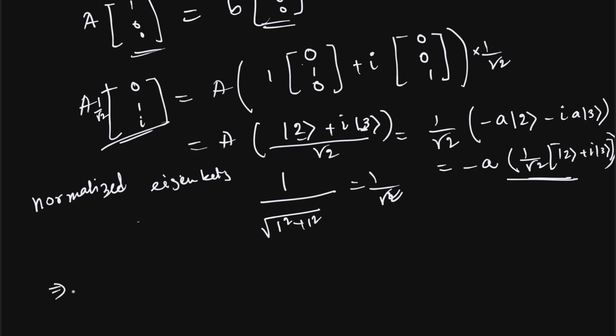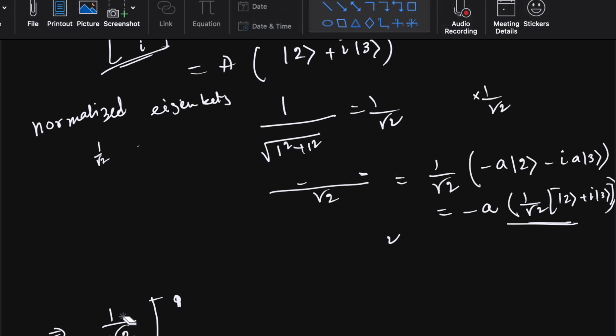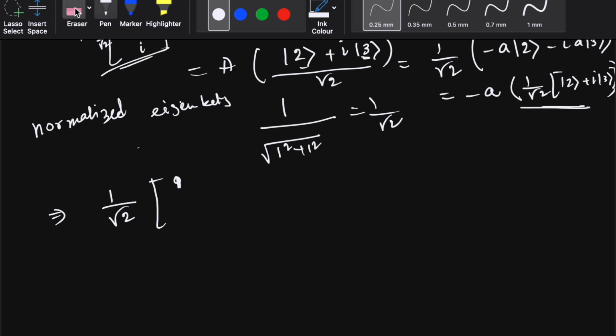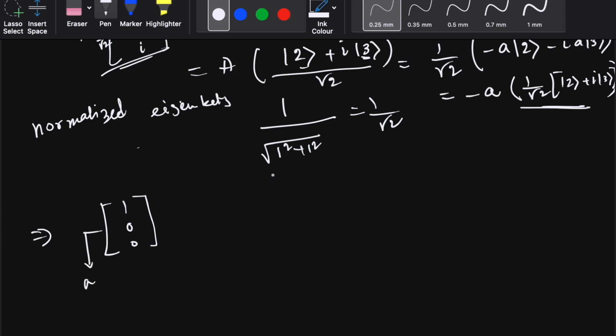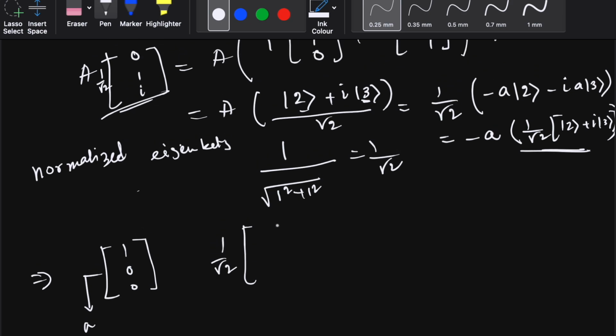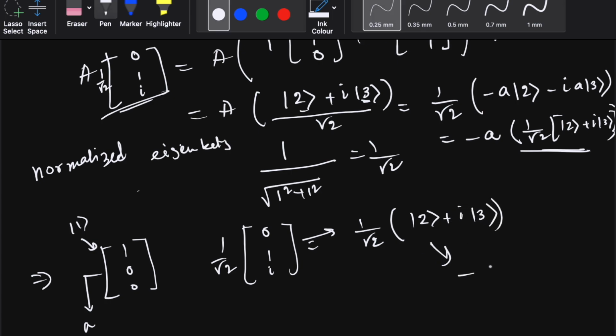That means the normalized simultaneous eigenkets of A and B will be: one is (1 0 0), corresponding eigenvalue is a, and another is 1 by root 2 (0 1 i), which in matrix representation is 1 by root 2 (|2> plus i|3>), and the corresponding eigenvalue of the operator A is minus a.